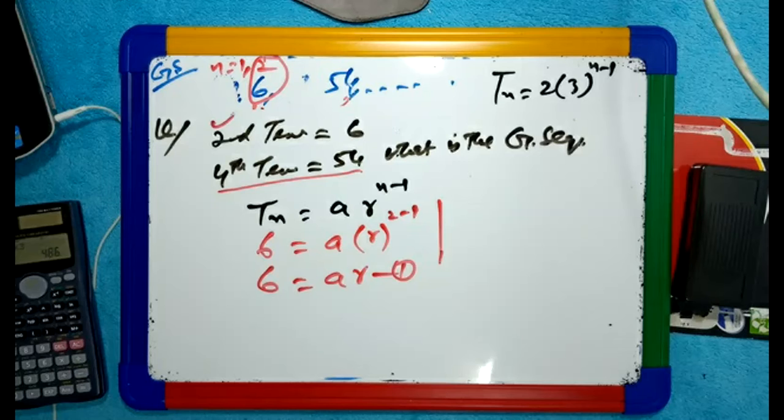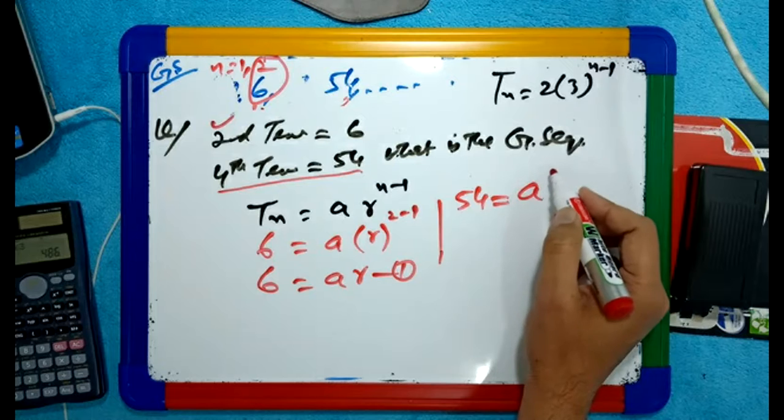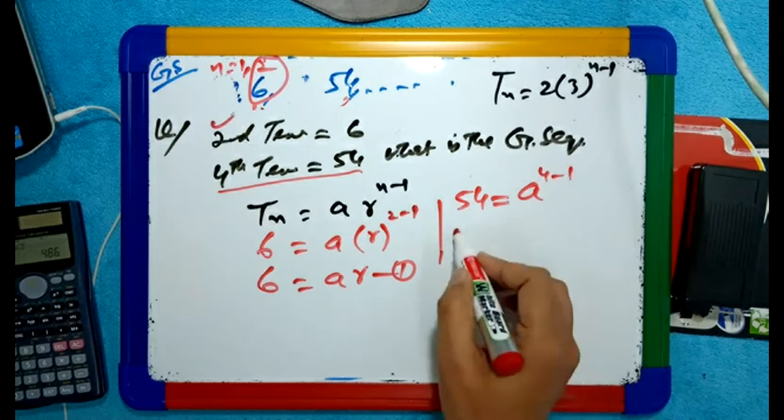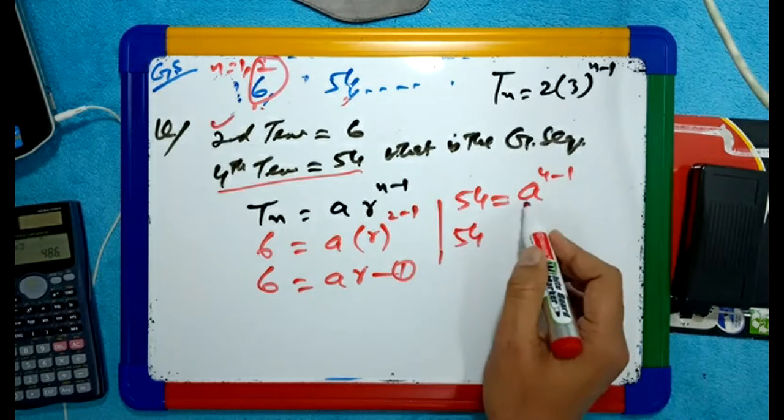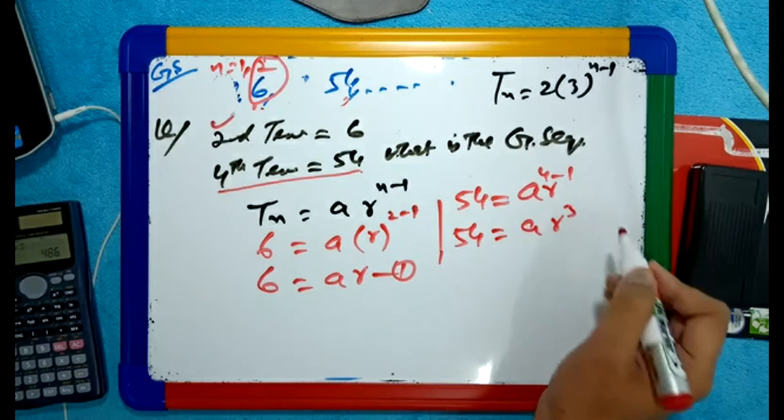Oh, the second. Okay, yeah. 54 equals AR to the power 4 minus 1. Power 4 minus 1, very good. So 54 equals AR cube, right? Yes, this is the second. Now we will solve these two. Got it?